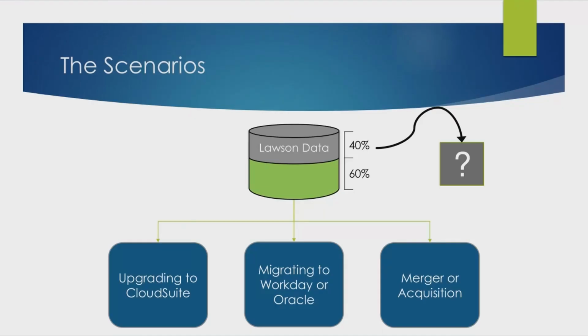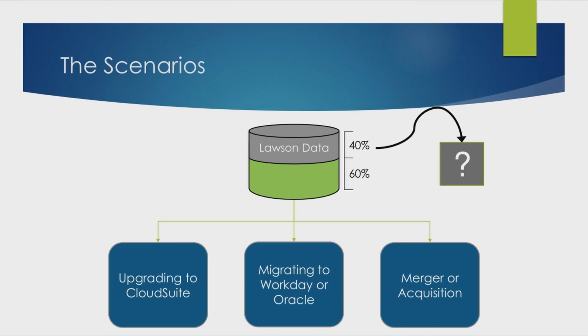If you are attending this webinar, the likelihood is you fall into one of these three different scenarios. There's potentially another scenario we can talk about real quick. You have either upgraded to CloudSuite and you have some of your history information from your Lawson database that you weren't able to bring over. Or maybe you migrated to Workday or Oracle and were not able to bring over all your history there. Or potentially you went through a merger or an acquisition and the data from your Lawson system is either just not relevant to the new organization or you weren't able to bring it all in.